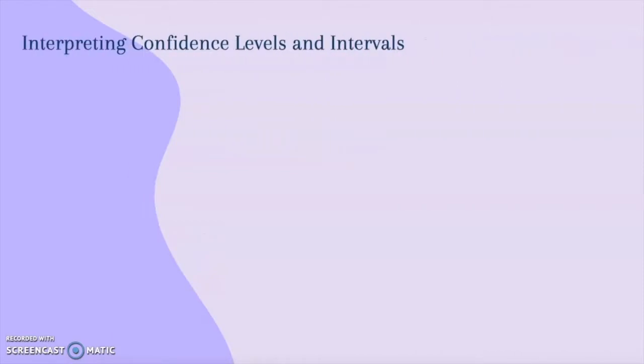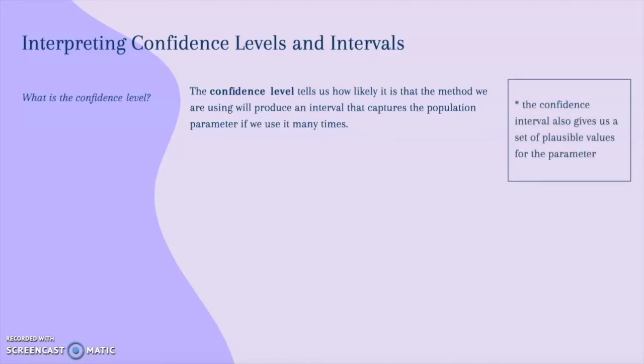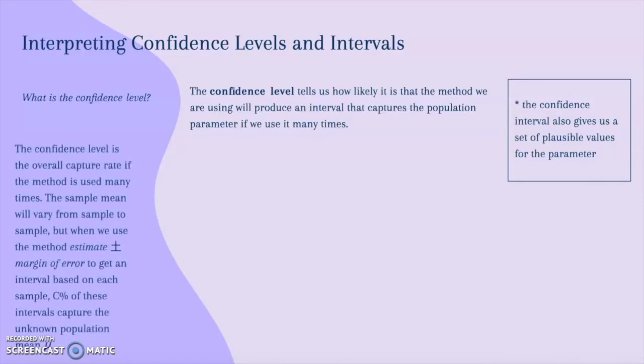Interpreting confidence levels and intervals. A confidence level tells us how likely it is that the method we're using will produce an interval that captures the population parameter if we use it many times. The confidence interval also gives us a set of plausible values for the parameter. The sample mean will vary from sample to sample, but when we use the method estimate plus or minus margin of error to get an interval based on each sample, C% of the intervals capture the unknown population mean.